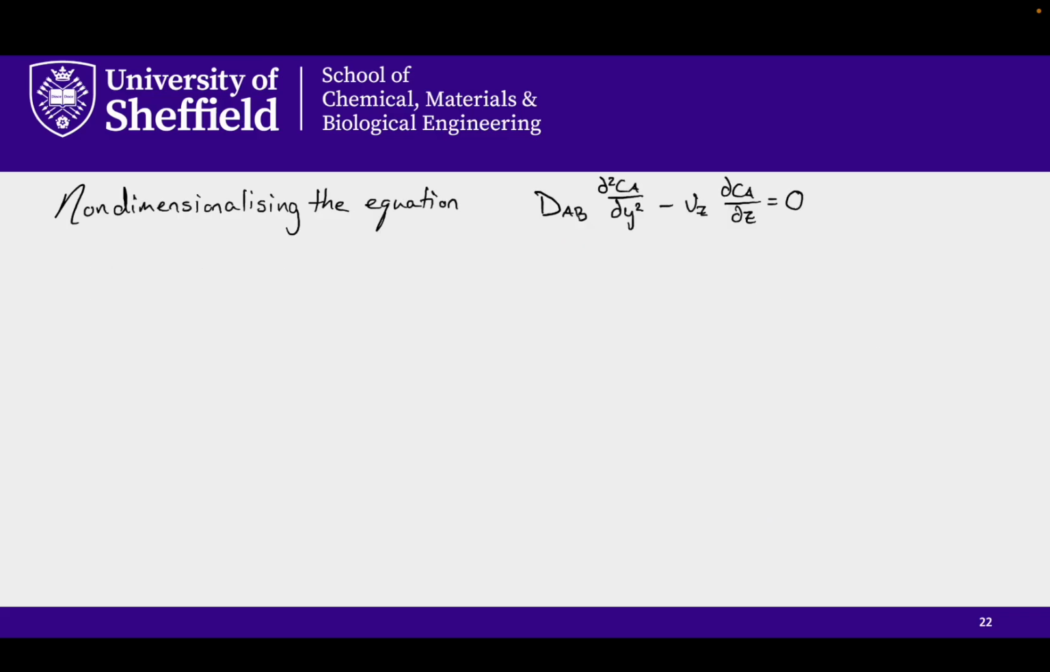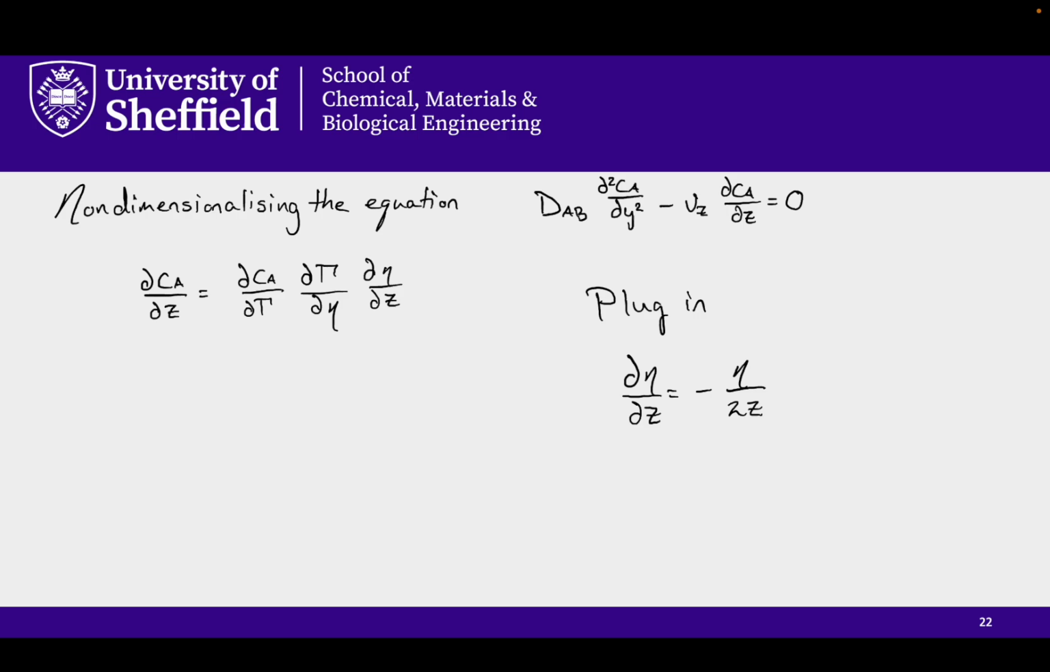We can repeat the process for the derivative of concentration with respect to z. This is a little bit easier. We can plug in the expressions that we've derived previously, and when we do that, we get a much simplified expression for the right-hand side of the equation.